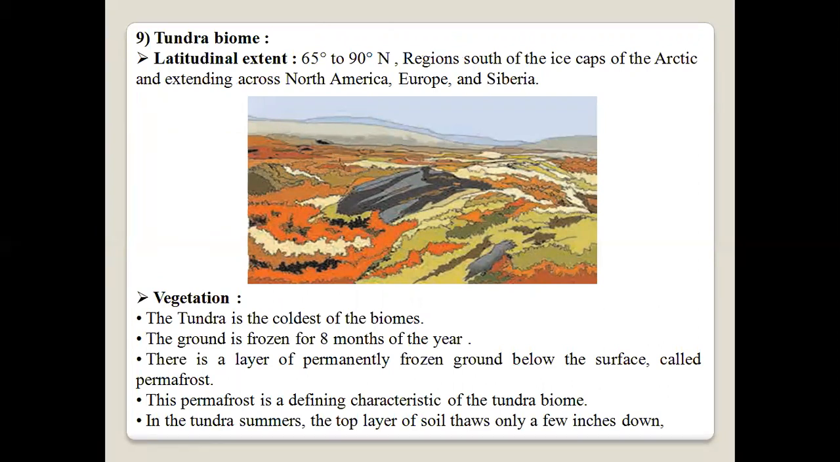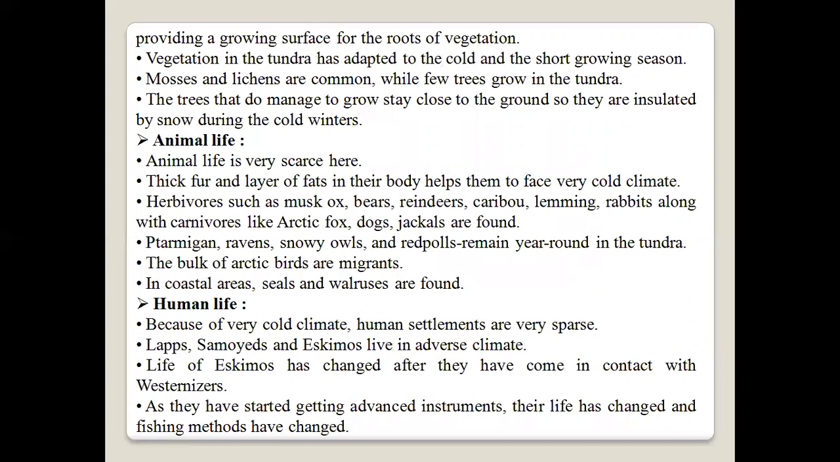Vegetation: the tundra is the coldest of the biomes. The ground is frozen for 8 months of the year. There is a layer of permanently frozen ground below the surface called permafrost. This permafrost is the defining characteristic of the tundra biome. In the tundra summers, the top layer of soil thaws only a few inches down, providing a growing surface for the roots of vegetation.